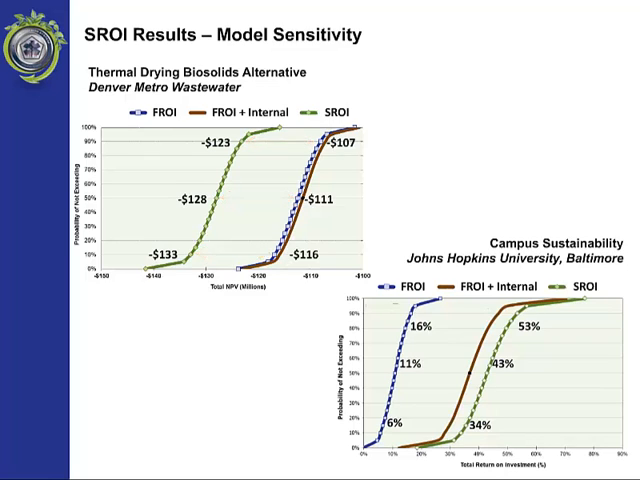However, although the SROI model results for campus sustainability at Johns Hopkins on the right show a positive increase to net present value across the suite of results, there is variability in how much an SROI NPV increases over the NPV of a traditional FROI analysis. At the mean, or 50% risk level, a 32% positive differential is expected. This increases to 37% at the high end of the risk profile, 90%, but decreases to 28% at the low end of the risk profile, 10%.